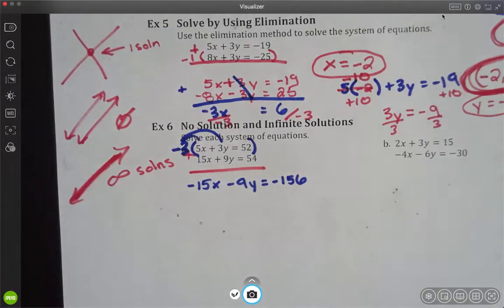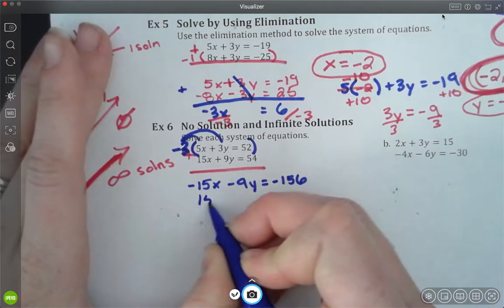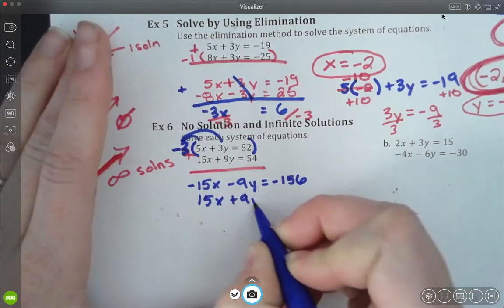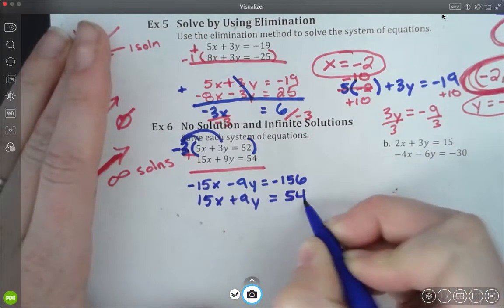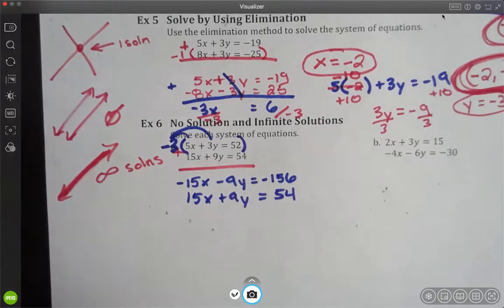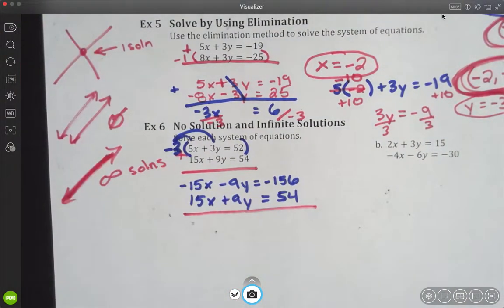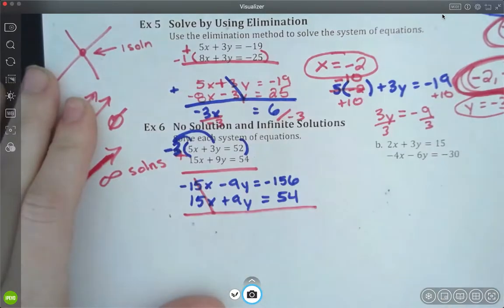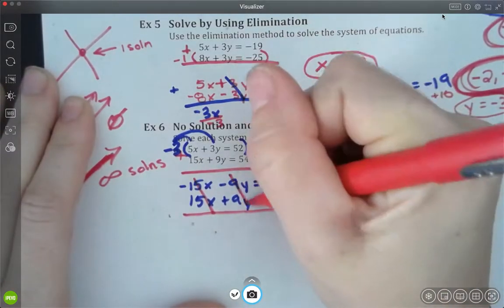I'm going to write the other one right below it, just so that we have it. 15x plus 9y equals 54. Okay, are you ready? No. Oh, no. It equals no solution. Oh, no. Okay, so let's look at this. Negative 15x plus 15x. Negative 9y plus 9y.